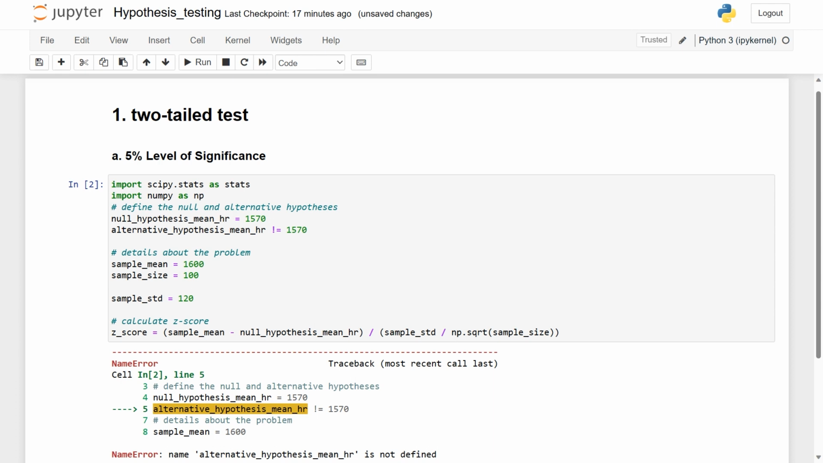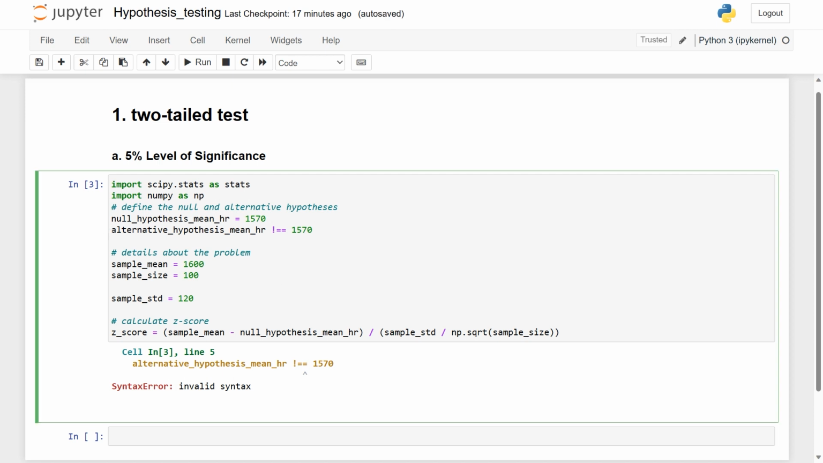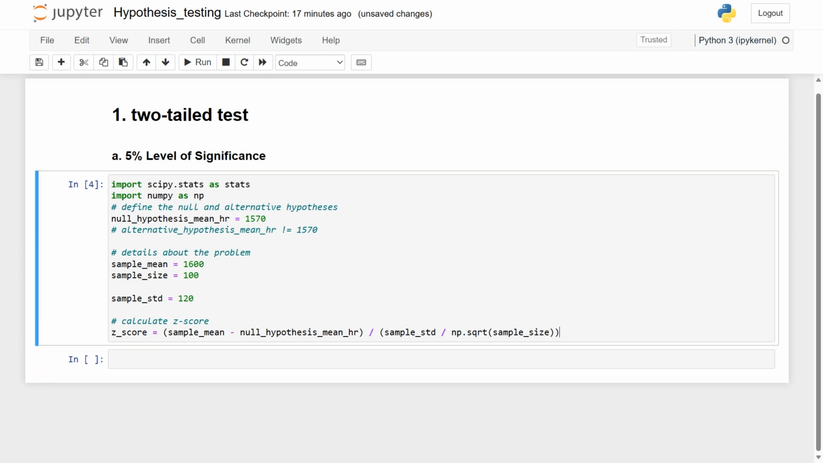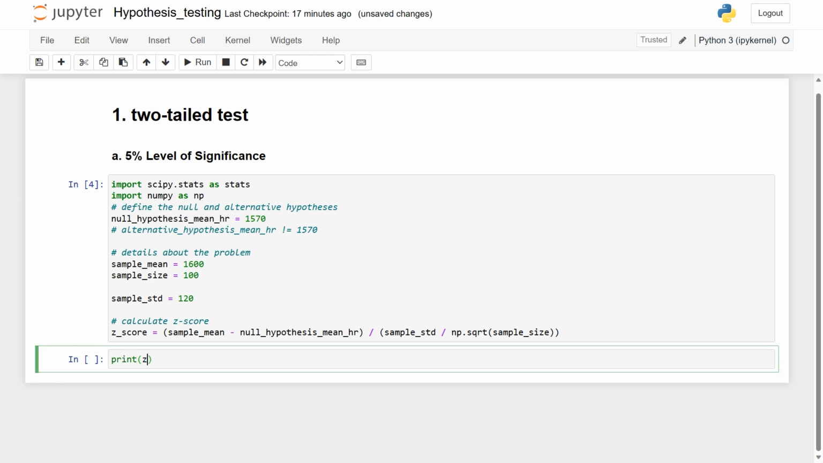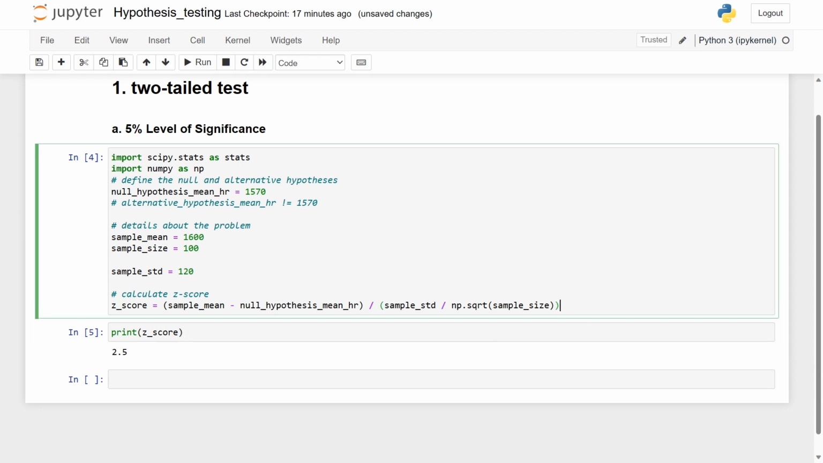Okay, alternative hypothesis, this is not equal to. So let me put it here. Anyway, let's print the z-score, and here it is, z-score at 2.50.